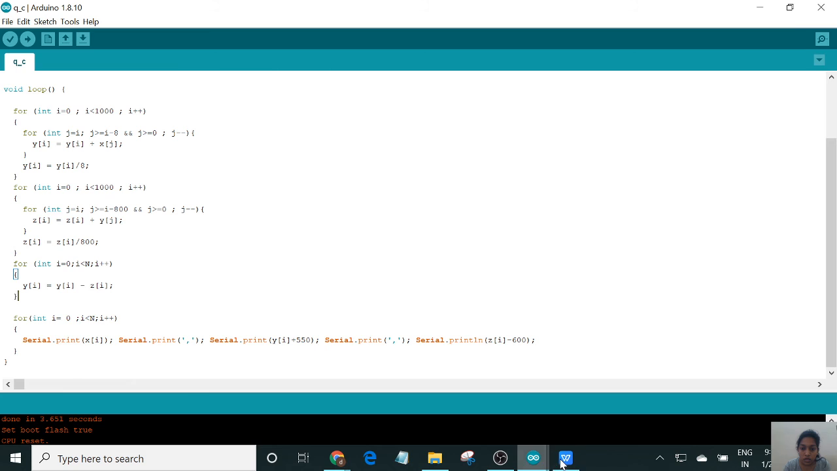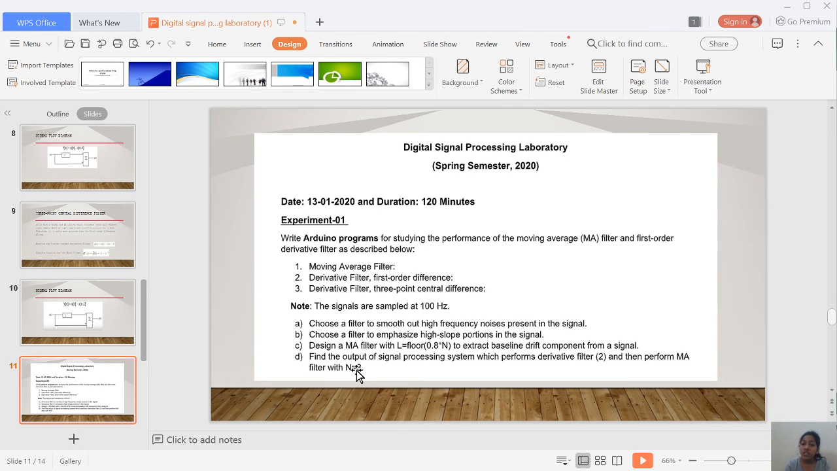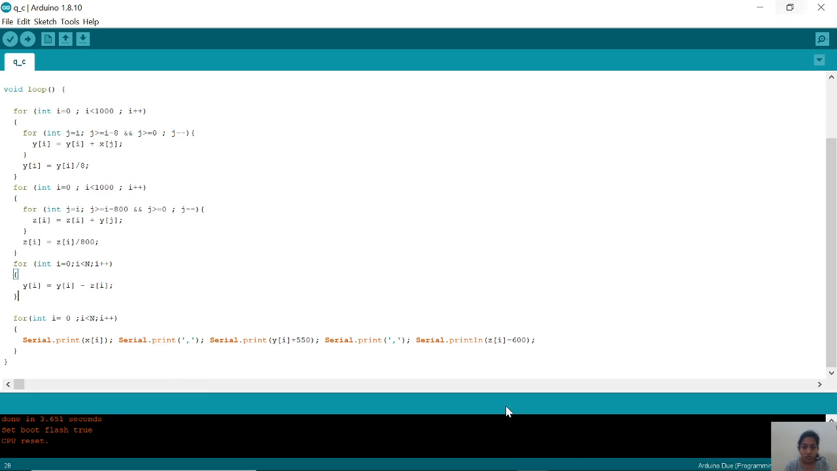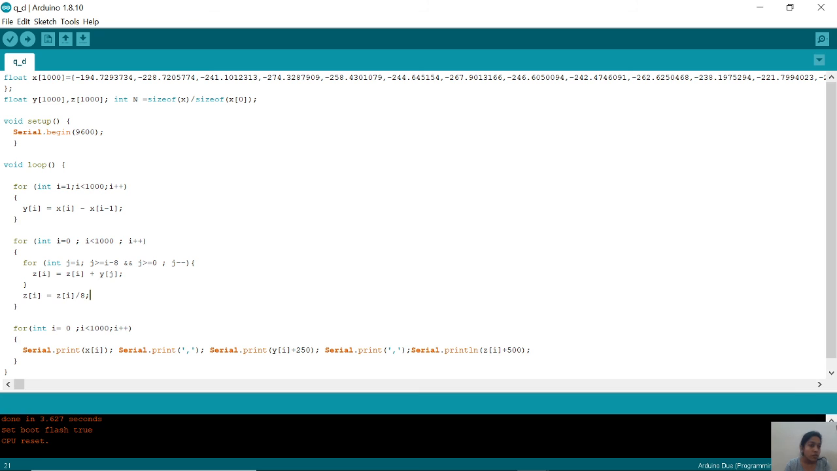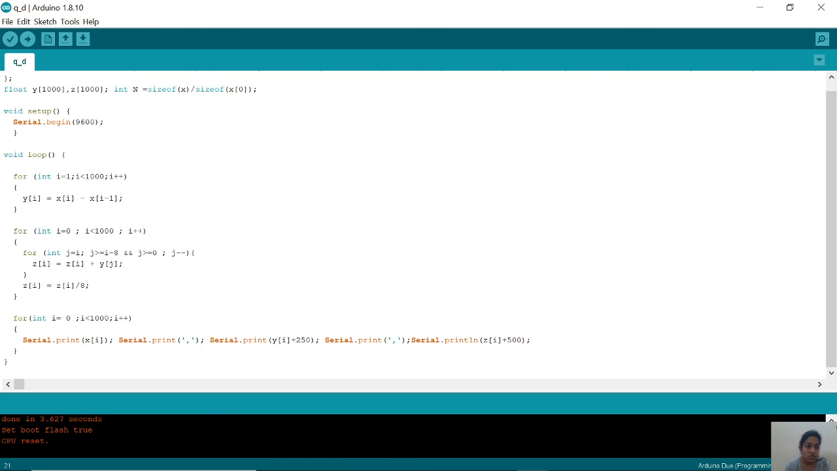Moving on, the next question is to find the output of a signal processing system which performs a derivative filter and then performs a moving average filter with n equal to 8. Here we'll be taking the input x of i, and then we'll initialize y and z to 0, and then we'll be taking the baud rate 96000. First we have to perform the derivative filter. So first we'll be taking a loop running 1000 times, y of i equal to x of i minus x of i minus 1. That means we're subtracting the previous input from the current input.